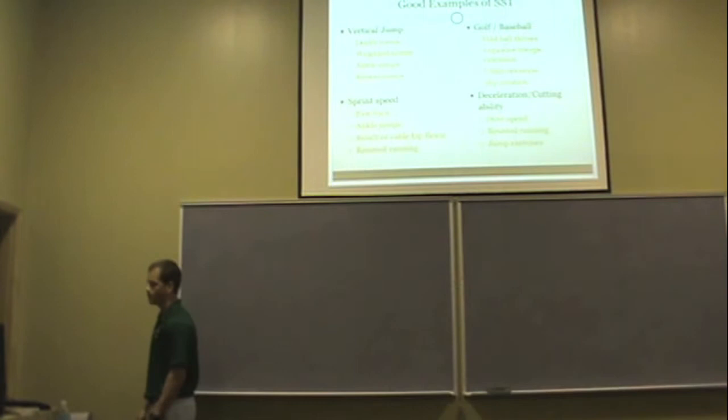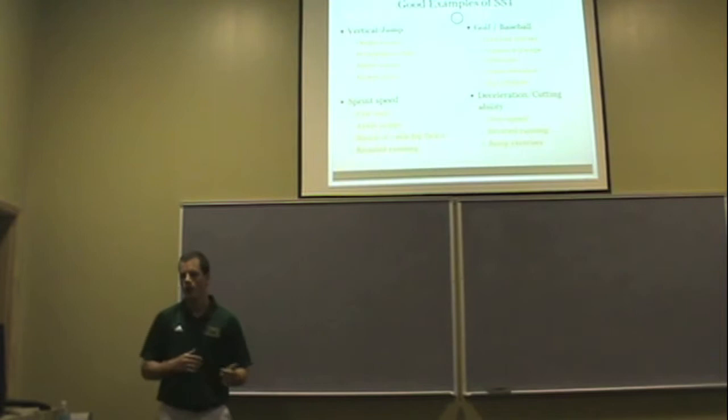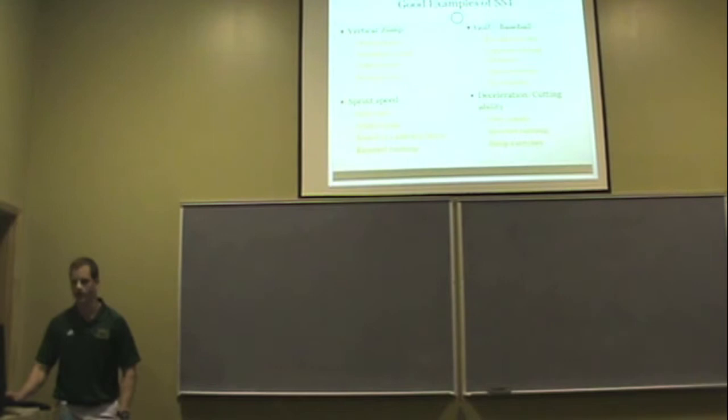And for deceleration and cutting ability, you can use overspeed, you can use resisted running, and certain plyometric drills that we do a lot here to develop the ability to absorb force and then put it into the next movement. So those would be jump exercises. Those are just some examples, and really there's an infinite number of things. It depends on the sport or movement you're trying to develop, but those are just a few.